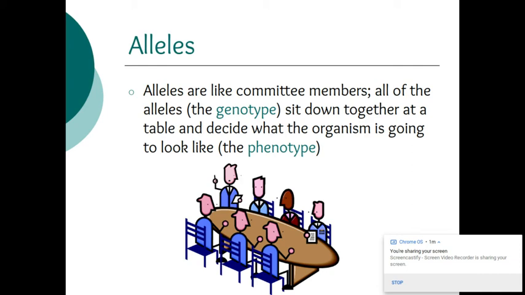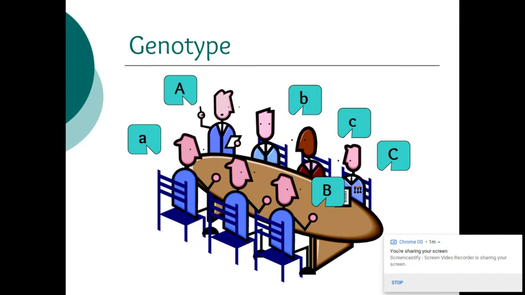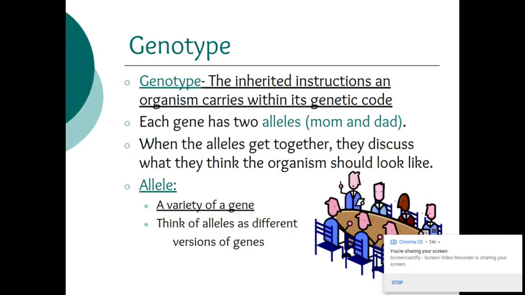So your genotype is kind of the actual instructions that you get. The genotype would be the actual allele that you get from your mom or from your dad. Now when those genotypes come together, they make decisions. They make decisions on what you're going to look like.